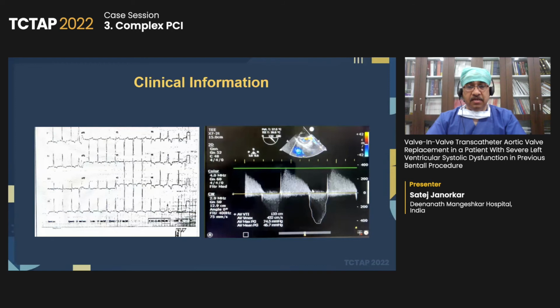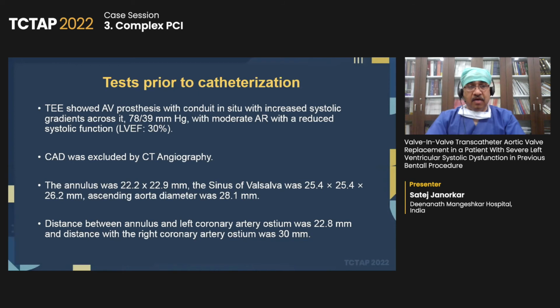Clinical information wise, ECG showed LVH with strain. And on the right-hand panel, you can see increasing transaortic gradients, 74 systolic gradient and 46 mm of mercury mean gradient. So that was a severely stenotic prosthesis. There were tests prior to catheterization. TTE showed AV prosthesis with conduit in situ with increased systolic gradients across it. He had moderate AR with a reduced systolic function of 30%, which was confirmed on transesophageal echo.